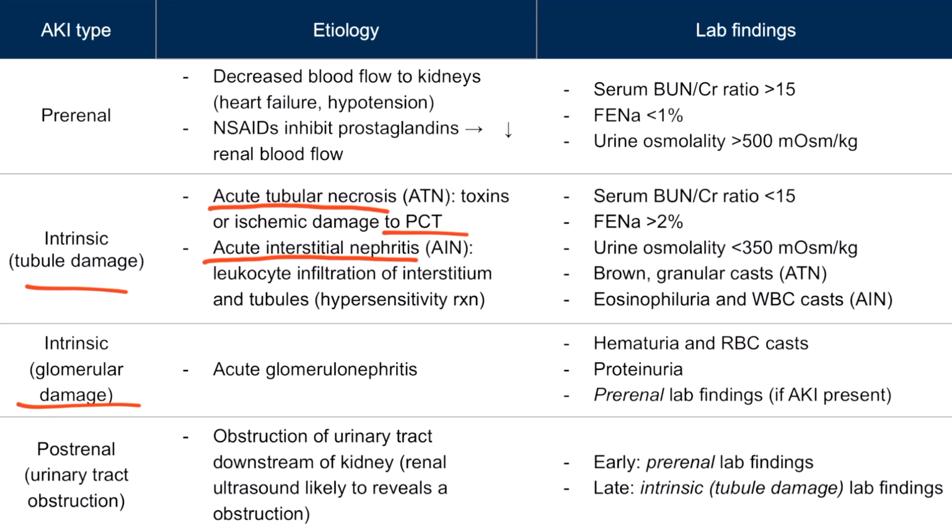To understand why tubular damage will cause these particular lab findings, you just need to think about the role of the tubules. If the tubules aren't working, then the nephron isn't reabsorbing substances as it should. So the serum BUN to creatinine ratio will be less than 15, and the fractional excretion of sodium will be greater than 2%, and the urine osmolality will be less than 350. Let's make it super clear why this occurs.